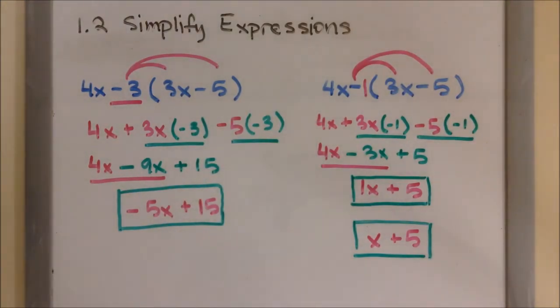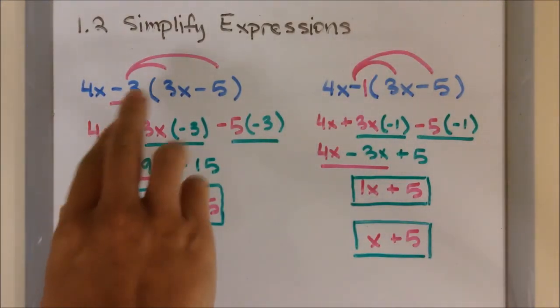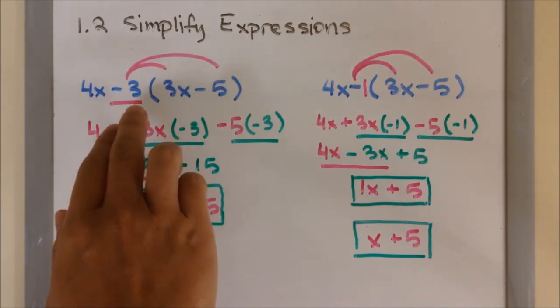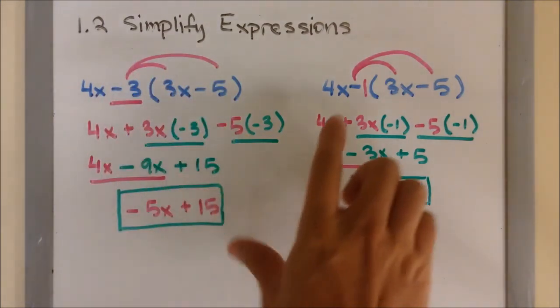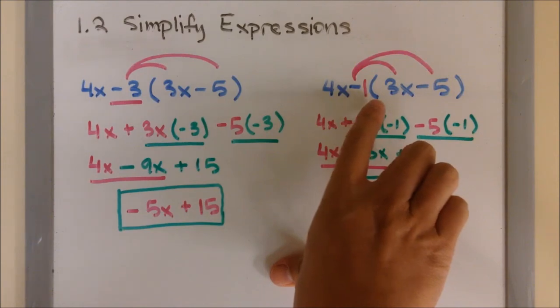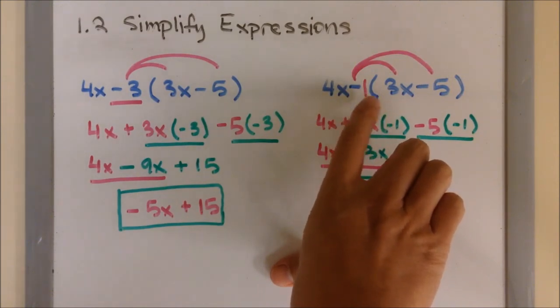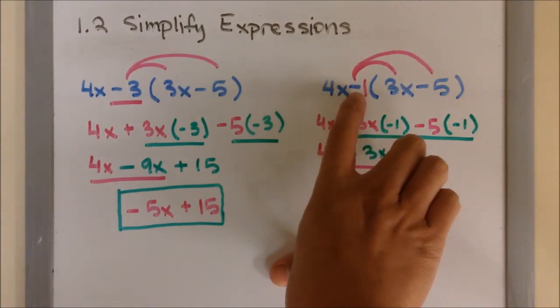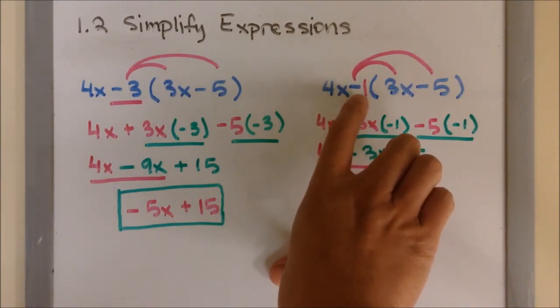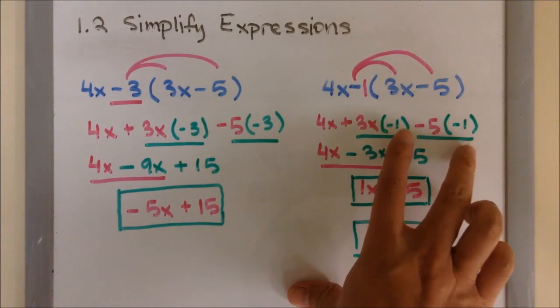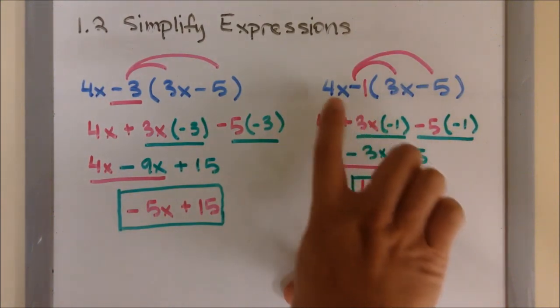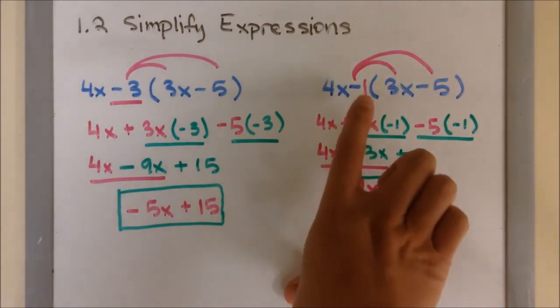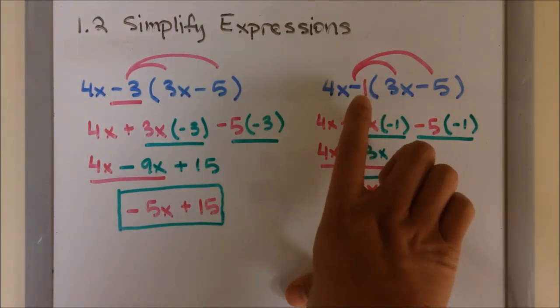Everybody knows that when there's a number in front of the parenthesis, we can distribute. Here, when there's a minus in front of the parenthesis, there's an invisible 1. Remember, I did not distribute the 4x, I distributed the invisible 1. So again, here, see how I distribute with negative 1, not 4x. I only distribute what is directly in front of the parenthesis.